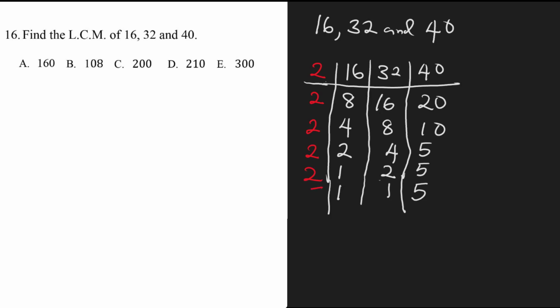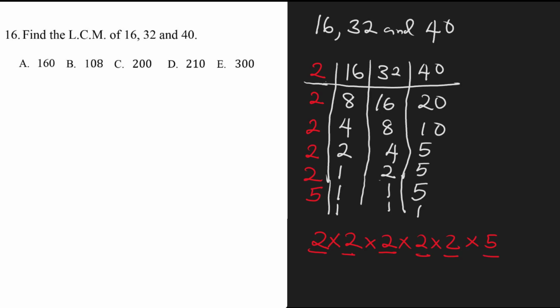Then the next prime number is 5. So 1 divided by 5, then 1 divided by 5, and 5 divided by 5 is 1. So now our LCM is just the product of all the numbers in red, right? We're going to have 2 times 2 times 2 times 2 times 2 times 5. Then 2 times 2 is 4. 4 times 2 is 8. 8 times 2 is 16. 16 times 2 is 32. And 32 times 5 is 160.